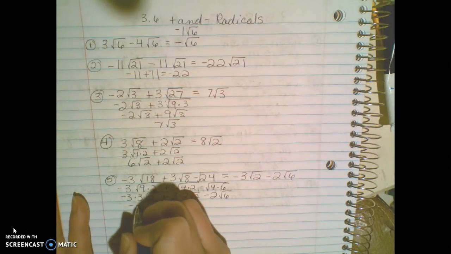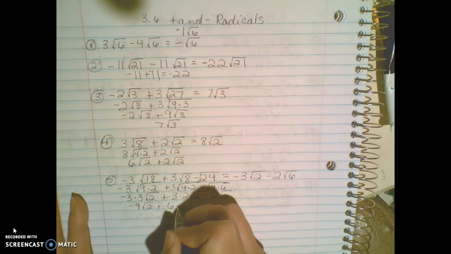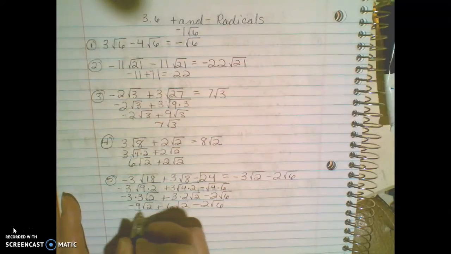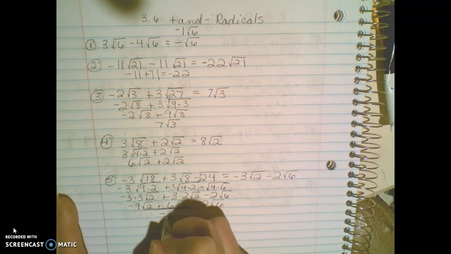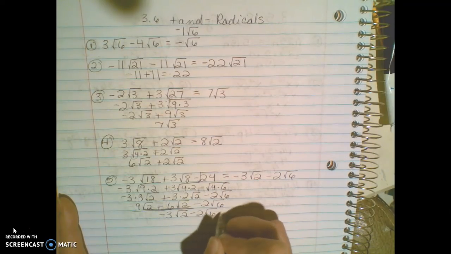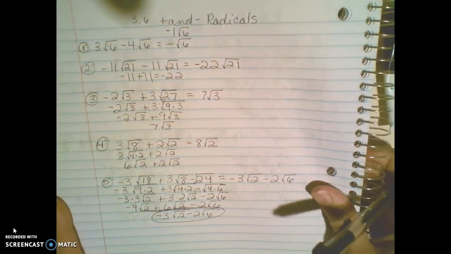So on this, I'm doing negative 9 square root of 2 plus 6 square root of 2 minus 2 square root of 6, and then these guys have the same radical, so negative 9 plus 6 is negative 3 square root of 2, and this cannot be combined with anything else. So that's where that answer comes from. Let's do one more.